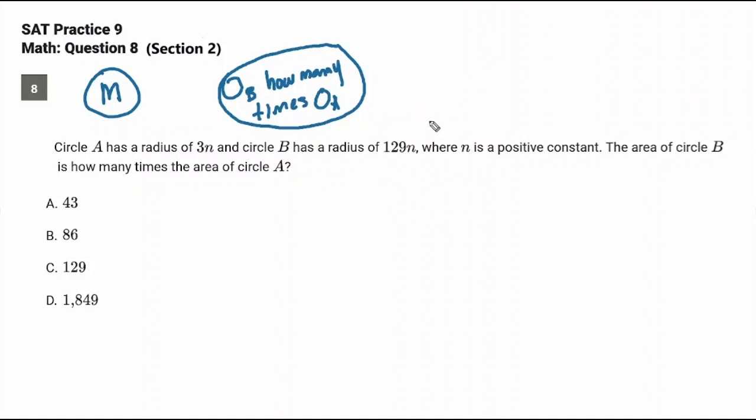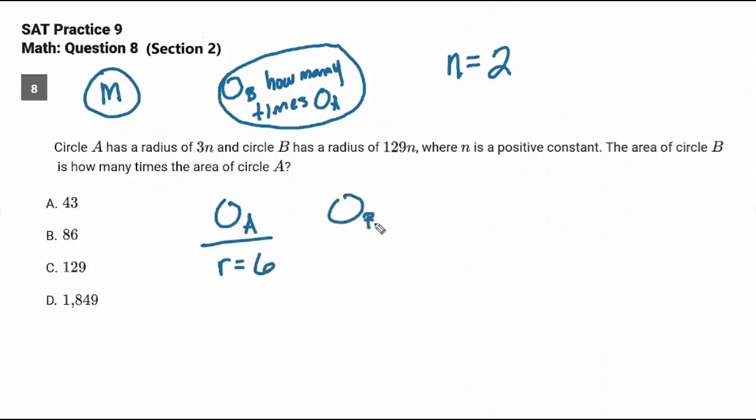So how do you plug in on this problem? Well, you're going to make n something. It can be anything in the world. It has to be positive, though. What's your favorite n in the whole wide world? Mine's 2, because it's nice and small. It's very predictable. So circle A has a radius of 3n, 3 times 2, which is 6.